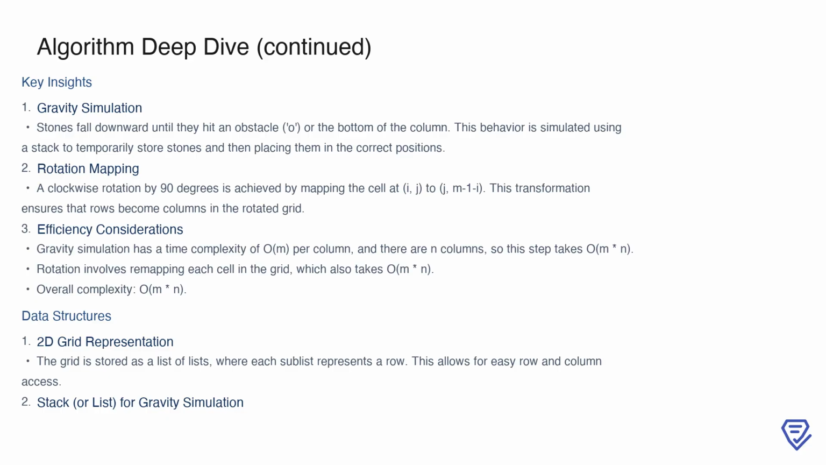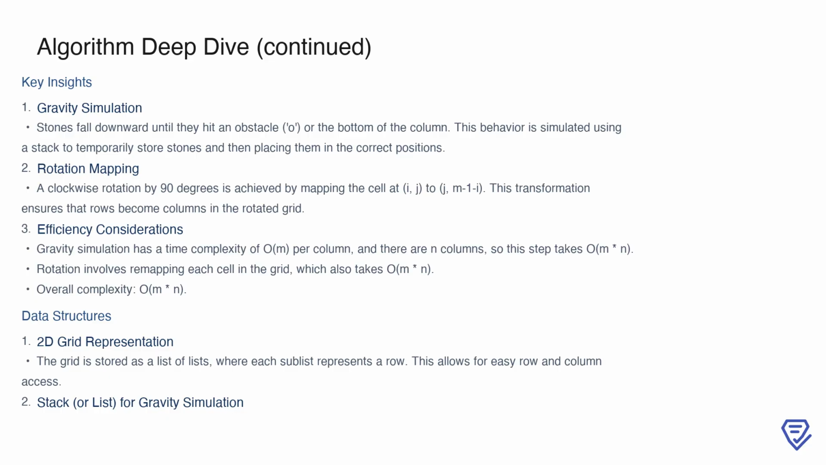Additionally, the algorithm's efficiency is noteworthy. Simulating gravity for all columns has a time complexity of O(m*n), as we process each cell in the grid once. Similarly, the rotation step also requires O(m*n) time, as we remap every cell. Thus, the overall complexity remains O(m*n).